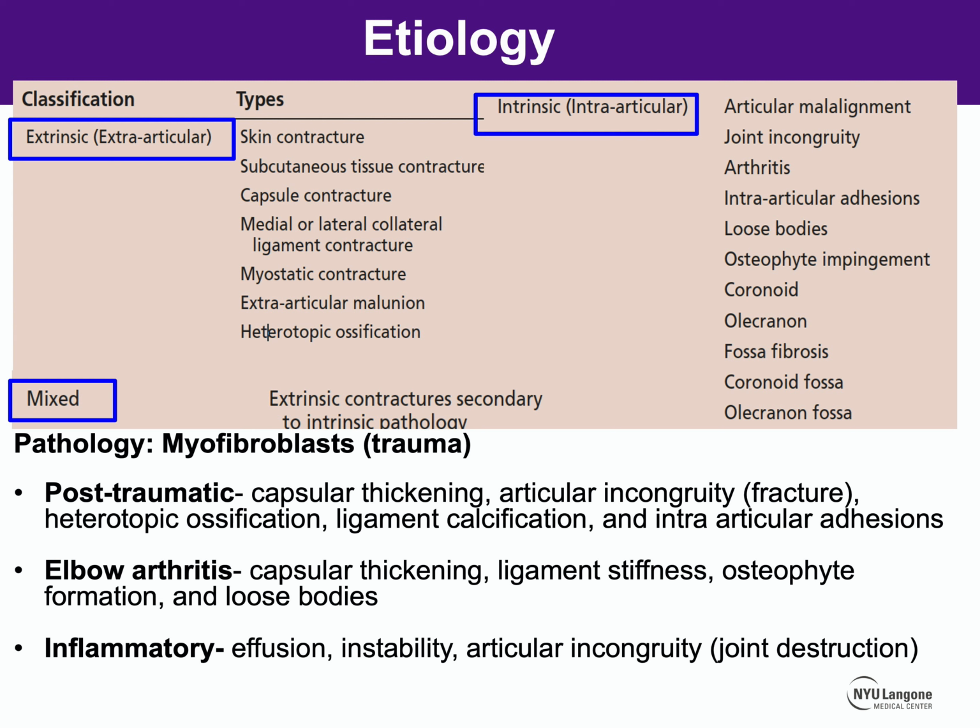The etiology of elbow stiffness can be extrinsic or extra-articular, intrinsic or intra-articular, or combined. Myofibroblasts are the important cells involved in capsular stiffness. The three most common causes of elbow stiffness include post-traumatic, primary elbow arthritis, and inflammatory elbow arthritis.